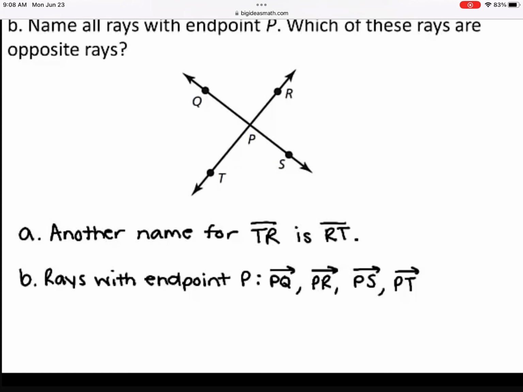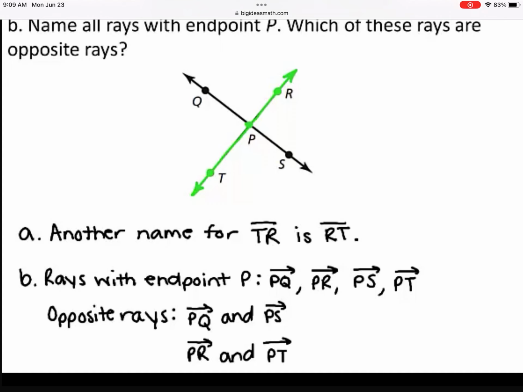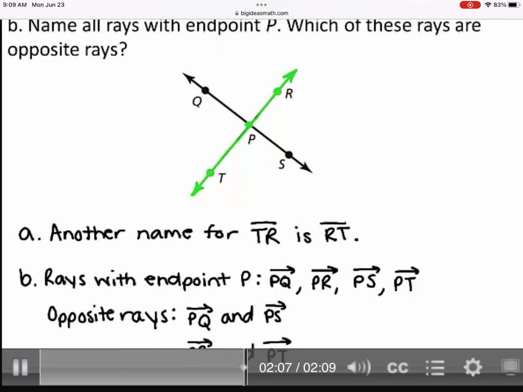Now, two rays are opposite rays if they have the same endpoint and are collinear. From the diagram, you can see that ray PQ and ray PS both have the same endpoint P and are collinear. So, ray PQ and ray PS are opposite rays. In addition, ray PR and ray PT both have the same endpoint P and are collinear. Therefore, ray PR and ray PT are opposite rays as well.